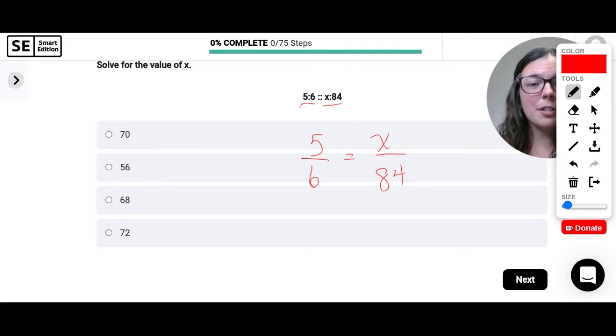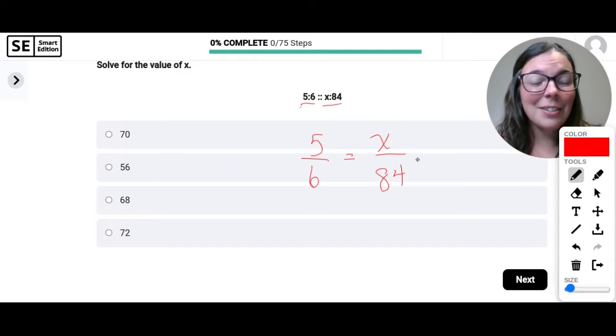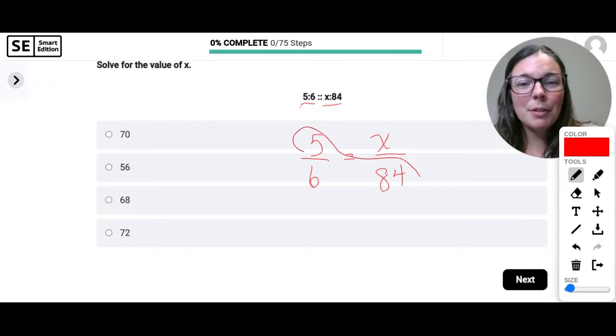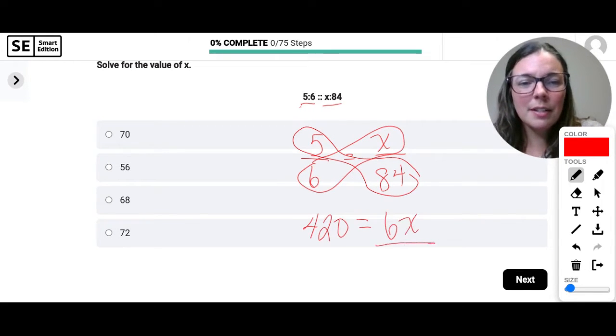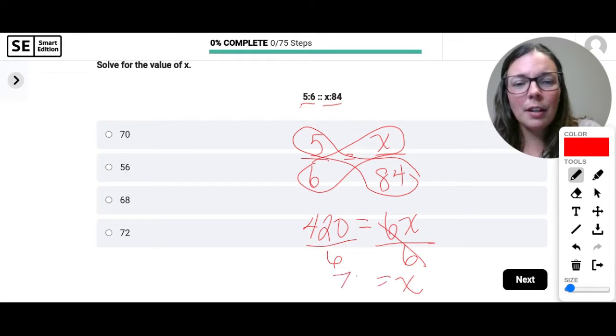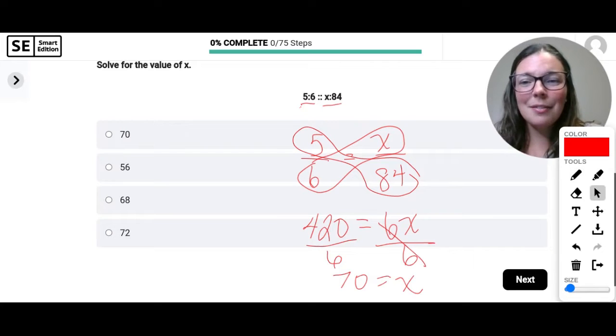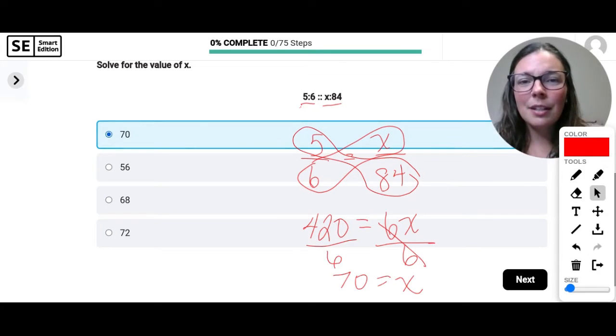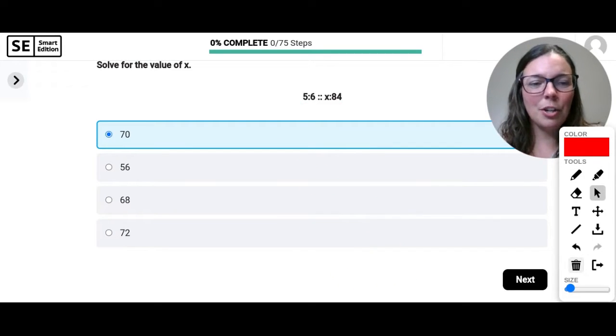From here, in order to solve this, let me move this out of the way so you can see me. I would probably cross multiply and then solve for x. So 5 times 84 gives you 420, and then 6 times x. Then we just have to divide by 6, and we should get 70. X equals 70. So that would be the value that would make this ratio consistent.